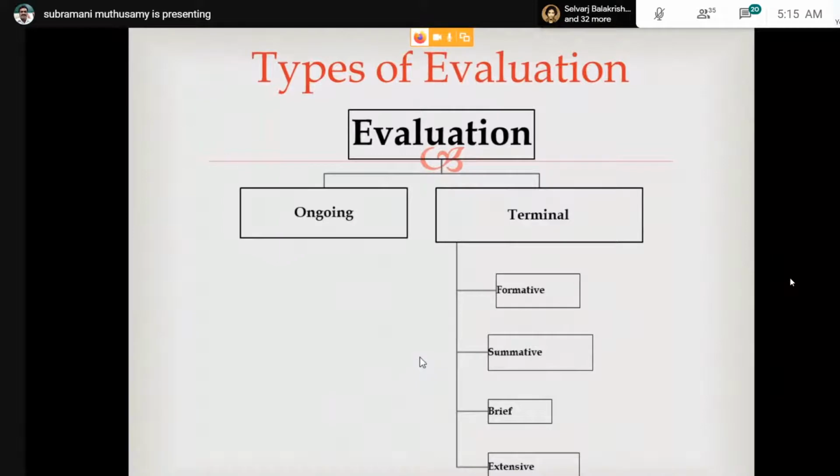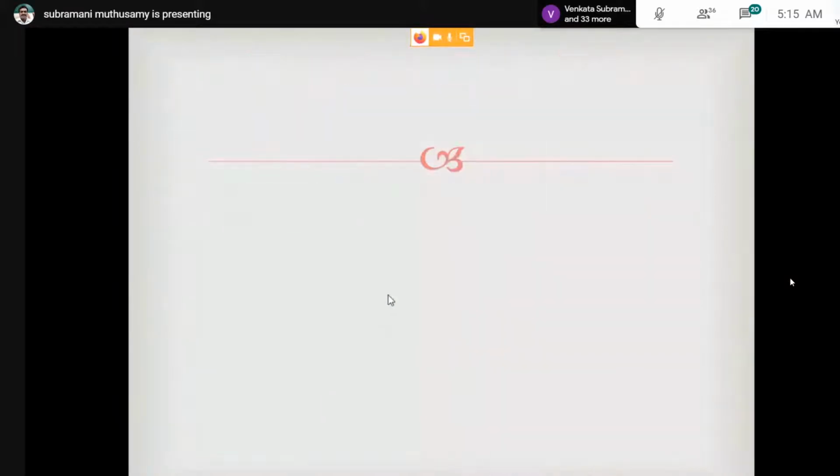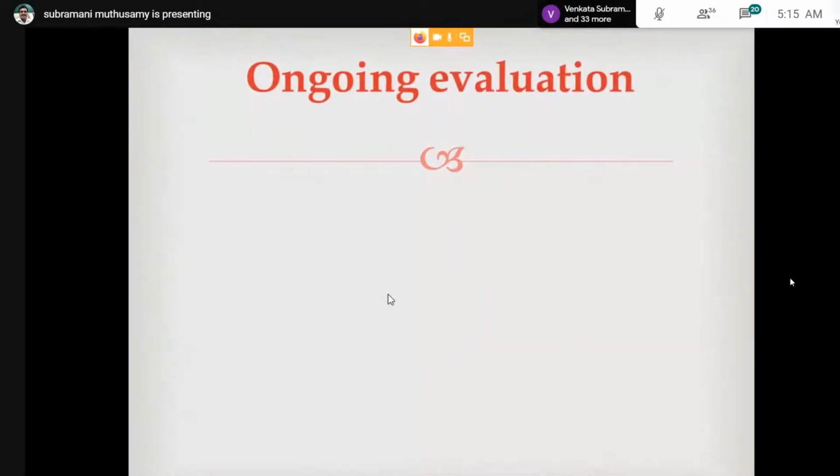And these are the types of evaluation for your understanding. There are two major divisions in it. One is called ongoing evaluation. The second one is called terminal evaluation. In terminal evaluation, we have four subcategories called formative, summative, brief, and extensive. I'll just give you a brief introduction to all these things, and you can take it up in your future course of your profession, if possible.